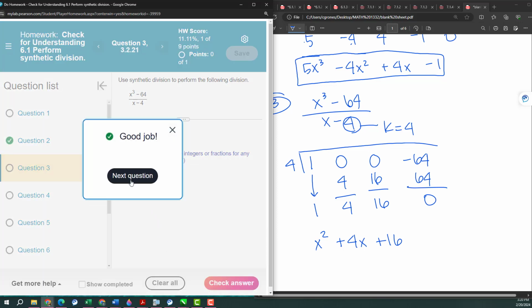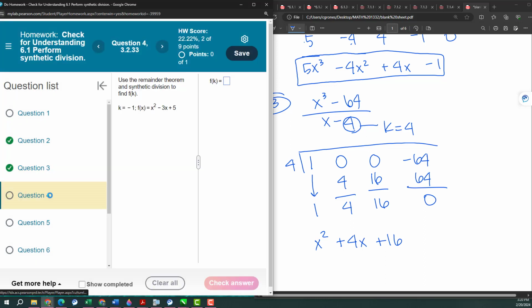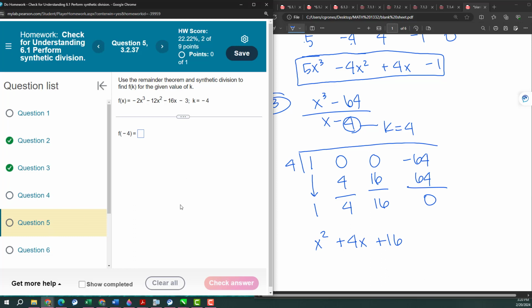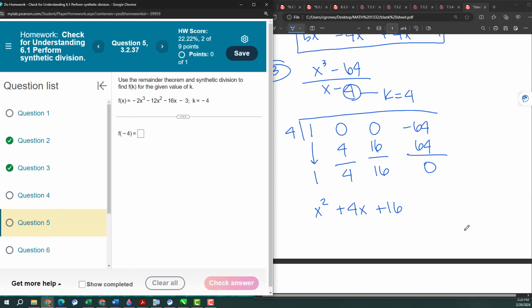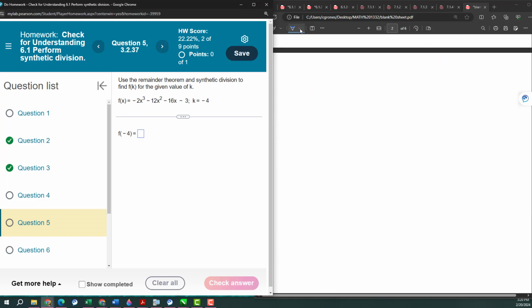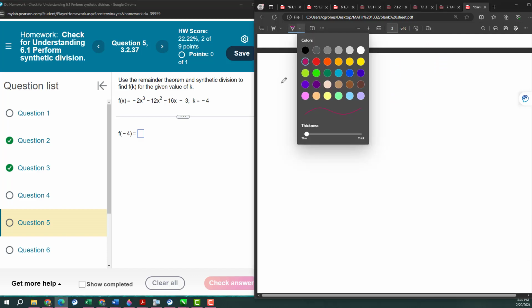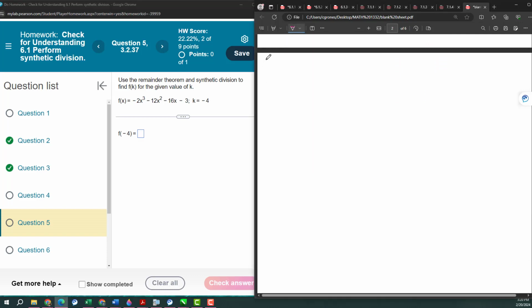Okay, great. I'm not going to look at number 4. I am going to look at number 5. It says to use the remainder theorem and synthetic division to find f of k for the given value of k.